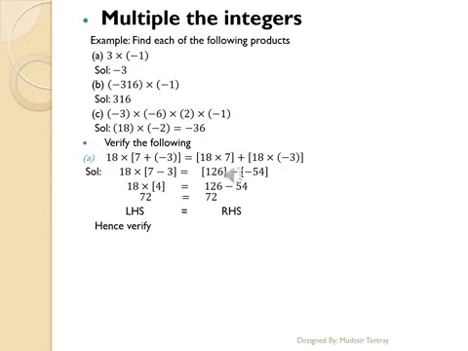Now we'll take another example. Verify the following. We have to verify left hand side is equal to right hand side. Here left hand side is 18 into (7 plus (minus 3)). That should be equal to (18 into 7) plus (18 into (minus 3)).